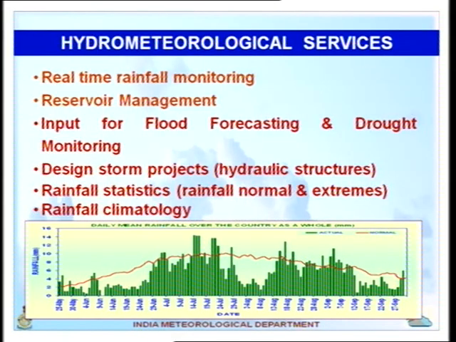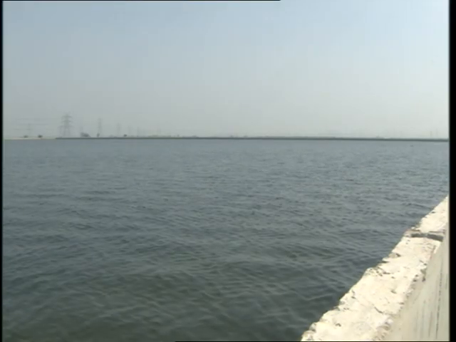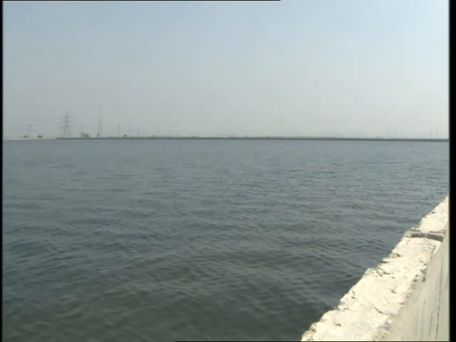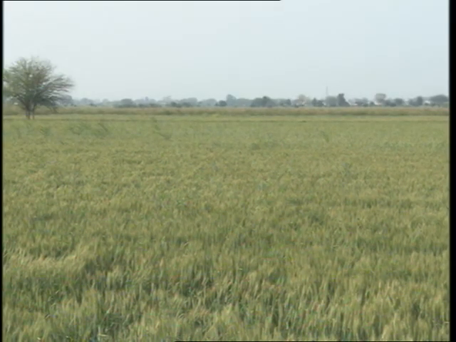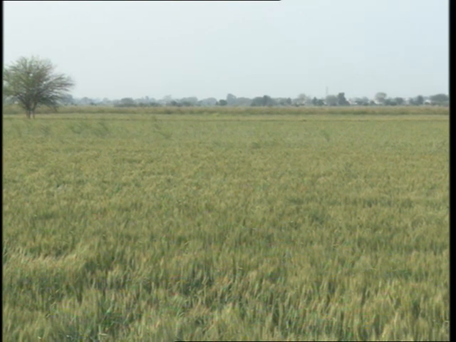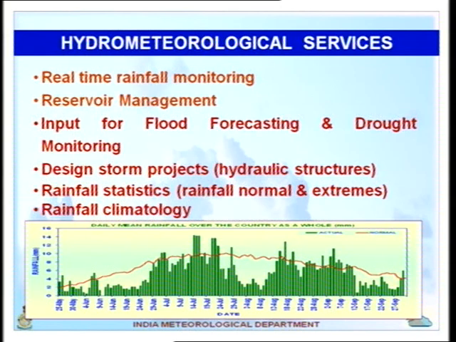And for example, for the hydrometeorological sector, we are generating broadly these parameters. First, we have to have real time monitoring of the rainfall, prepare various types of charts, and then for reservoir management, for flood forecasting, though the domain is with the Central Water Commission, the rainfall forecast is provided by the Meteorological Department to the Central Water Commission. Also drought monitoring and drought forecast, though the domain lies with the Agriculture Ministry, but we give the basic input. Then design storm projects for various hydraulic structures and the return period of rainfall, etc. The rainfall statistics generation, rainfall climatology, these are information which are required for various activities.